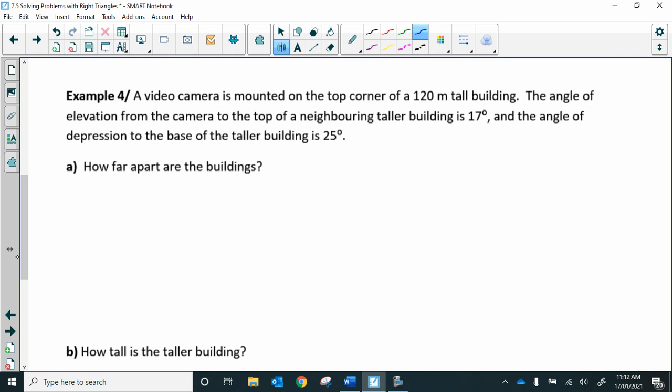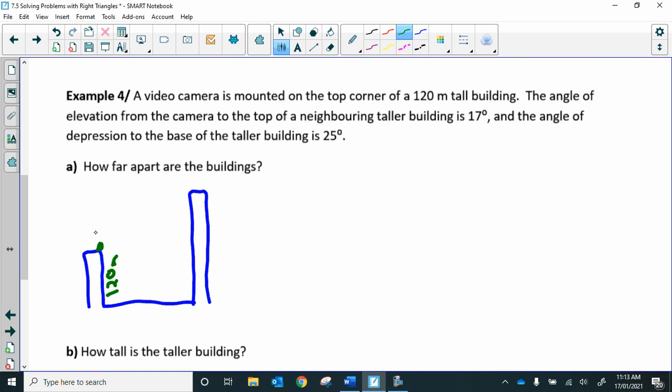So what they're telling us here is there's two buildings. So the first thing I'm going to do is draw my two buildings. It states that one is taller than the other. So think of this like New York, big skyscrapers, or Toronto. We got two buildings here. I'm just going to reread it. A video camera is mounted to the top corner of a 120-meter tall building. So I know that the 120-meter tall building is actually the shorter one because it goes on to say that there's a taller one. So I know this is 120 meters tall. And there's some camera on top of there.